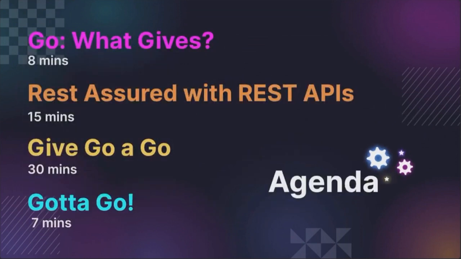So here's a little breakdown of what we're going to do tonight. We're going to give a little intro to Go, and then we're going to talk about REST APIs. And then the majority of this workshop is going to be very hands-on, where you're actually going to give Go a go. And then we'll wrap up with some closing words and some ways to go further in your Go journey. So let's get into it.